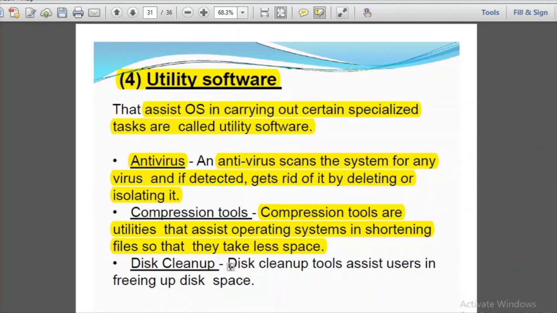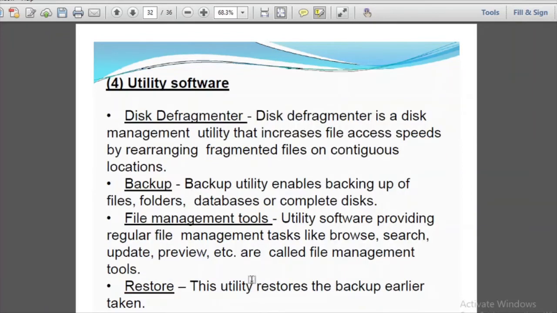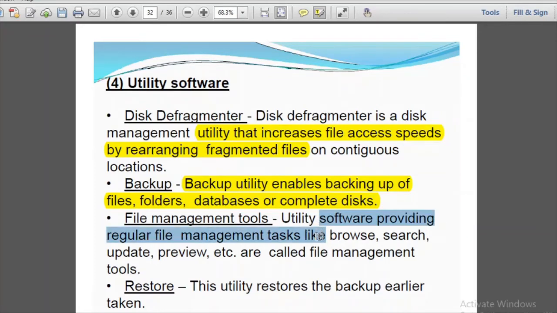Then disk cleaner, for example, CCleaner, and all the software which helps in clearing the cache of our computers. Next is disk defragmenter. Disk defragmenter is basically a utility that increases file access speed by rearranging fragments. Fragments are basically what you see as local disk C, D, E; these are partitions which can be made by disk defragmenter. Then backup utilities are provided where you can back up your data and databases. Then file management tools, software providing regular file management tasks like browse, search, update, preview, etc. All these are provided by file management tools. And restore, that is, if you have lost your data, you can restore your data from the backup.